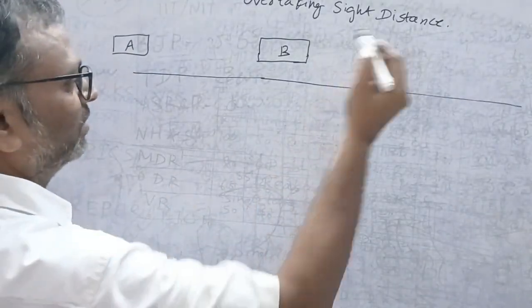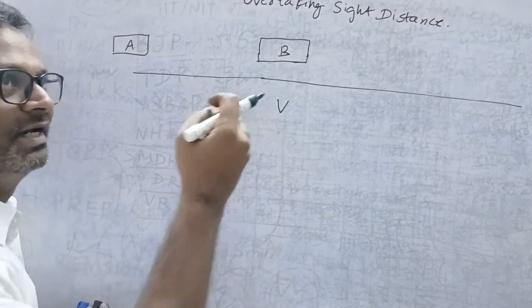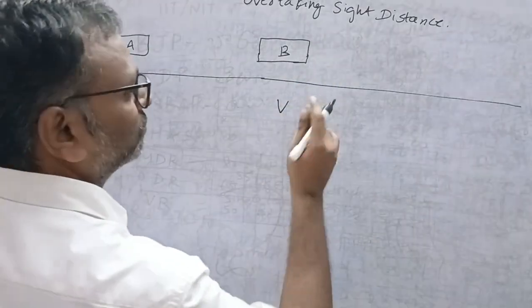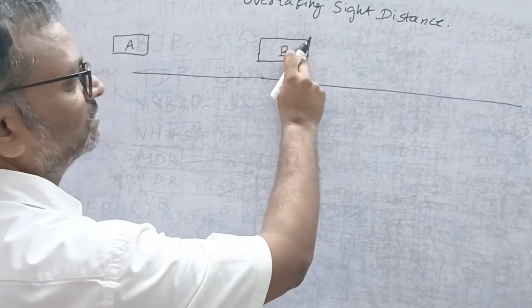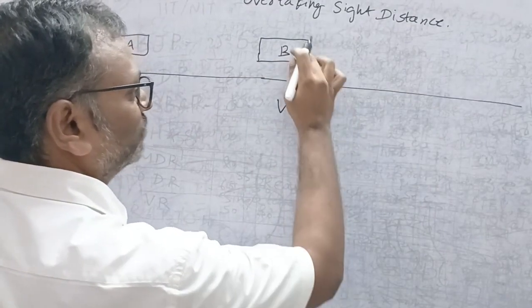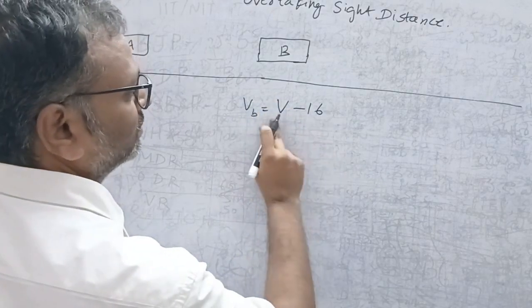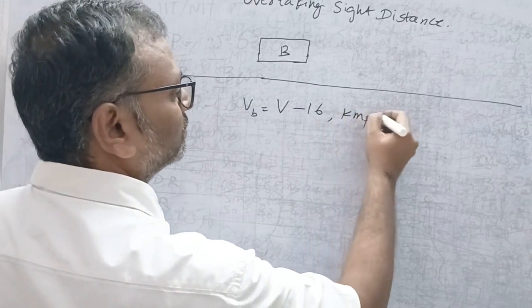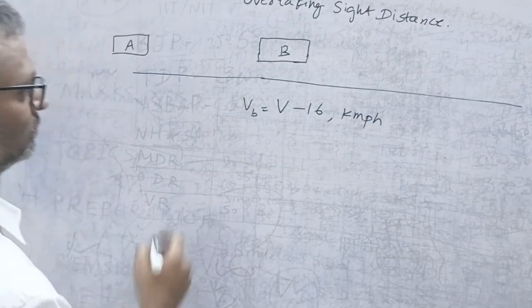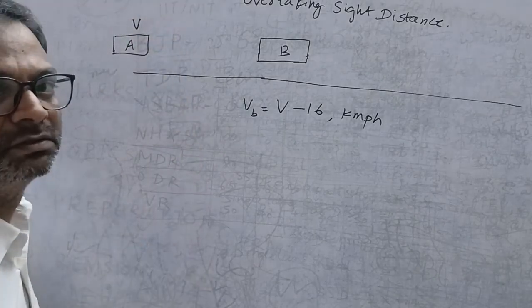Whatever the design speed of the road, if this vehicle is traveling at a lesser speed than the design speed, then only the vehicle wants to overtake this one. So if the data is not given regarding this vehicle B, which is to be overtaken, we will adopt it like this. This vehicle is traveling at a speed less than the design speed by 16 km per hour, and this vehicle is traveling at design speed.